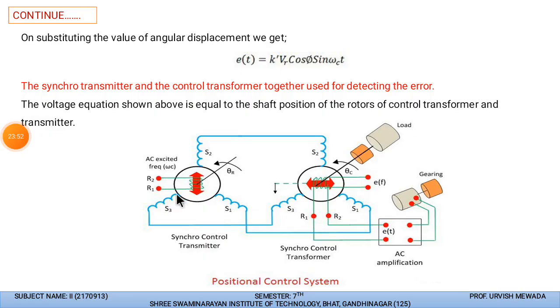And this is the working function of the position control system. In the position control system, generally we require this kind of large setup, and the position of the synchro control transformer can be controlled from the very far end, that is, from the synchro control transmitter. As I already explained, an application of this position control system is the door opening and closing of a hydropower station.